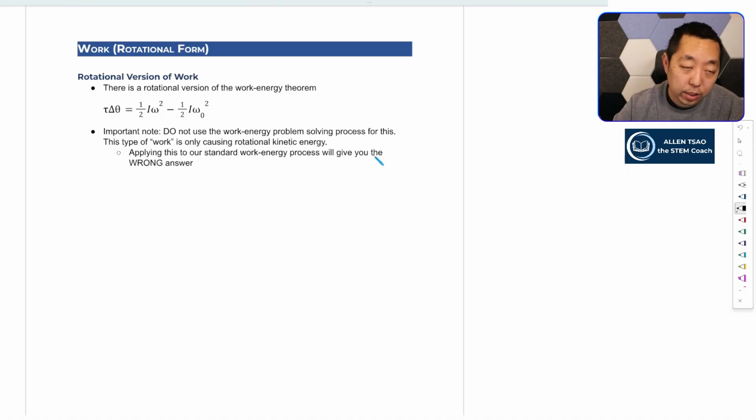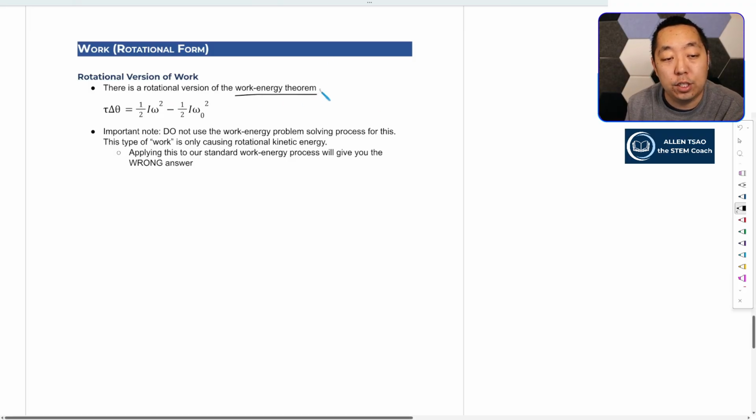All right, so now we're going to look at this rotational form of work. I used to not teach this, but College Board has added this a bit and been asking it more, so we're going to do this, even though it's a little bit confusing. So I want to ask for some clarity. There is a rotational version of the work energy theorem.